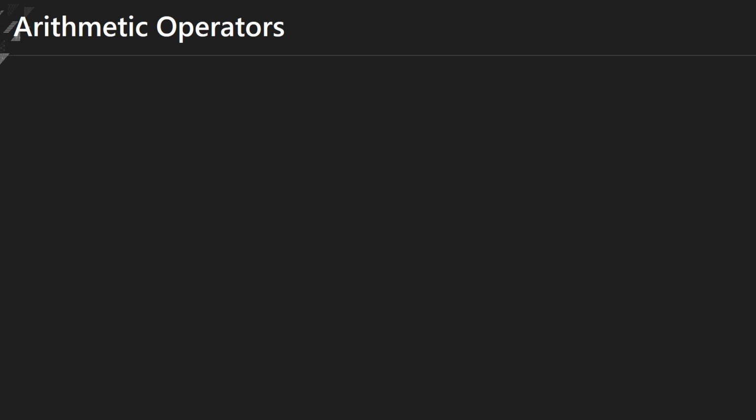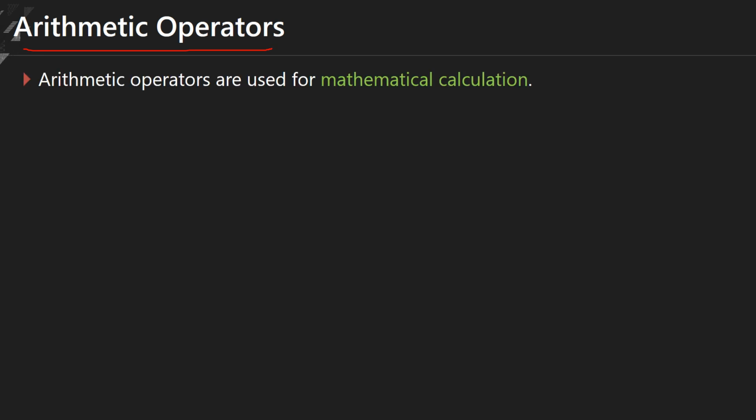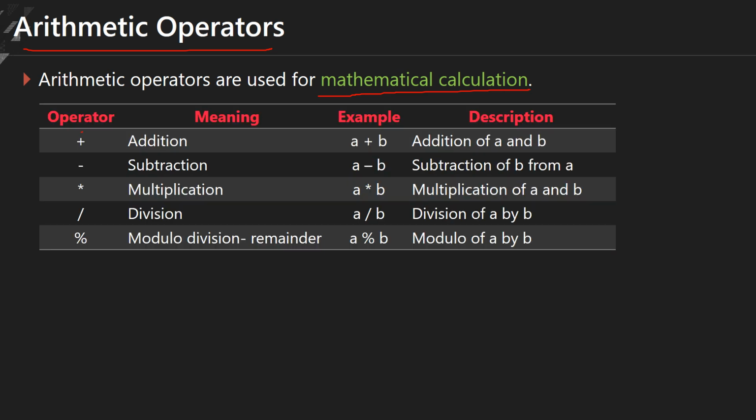So the first category of operators is arithmetic operators. As I told you, arithmetic operators are always used for mathematical calculations. These operators come under arithmetic operations: addition, subtraction, multiplication, division, and the modulus operator, which is used whenever you want to find the remainder of the two operands, right?